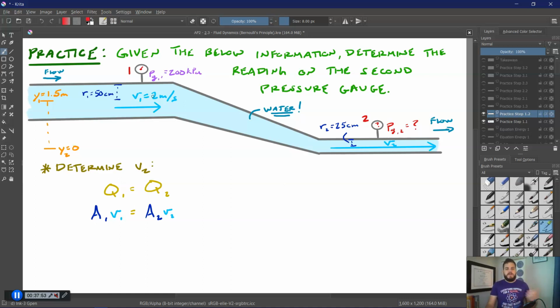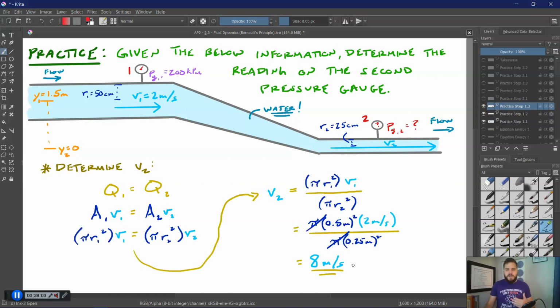Now we could solve for these areas, keeping in mind we'd have to convert them to meters, and the area of a circle is pi r squared. We could do that with this velocity and end up doing all the math and getting that the velocity at the end is 8 meters per second, which makes sense, it should be going faster because it's a narrower pipe.